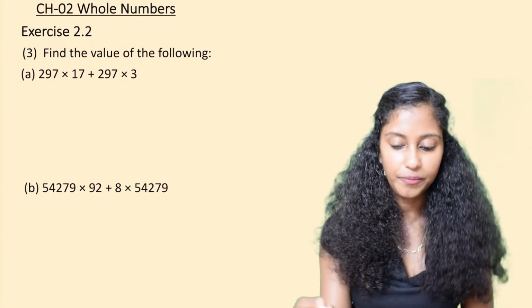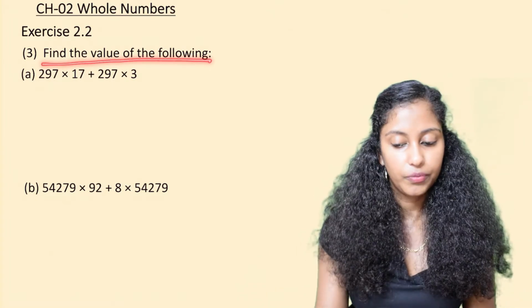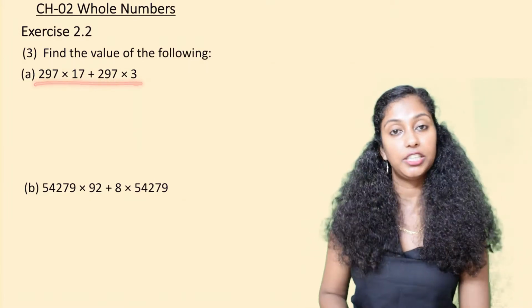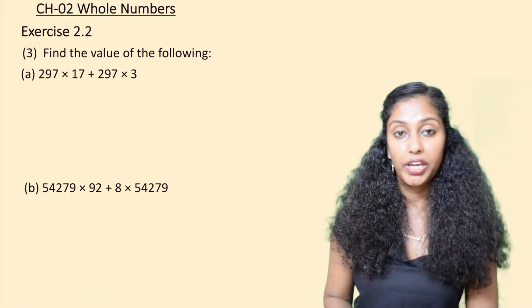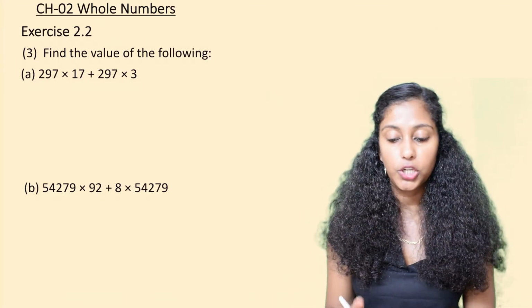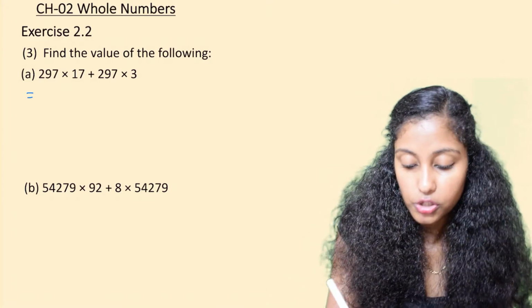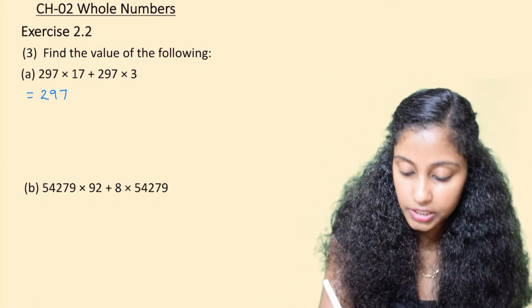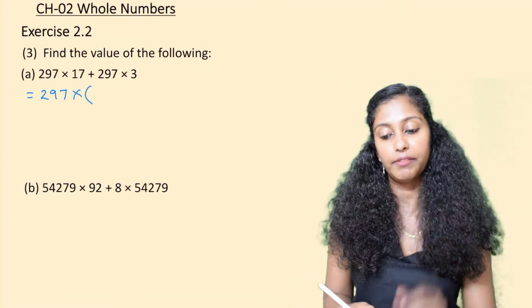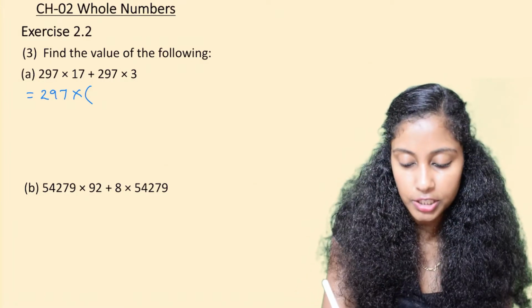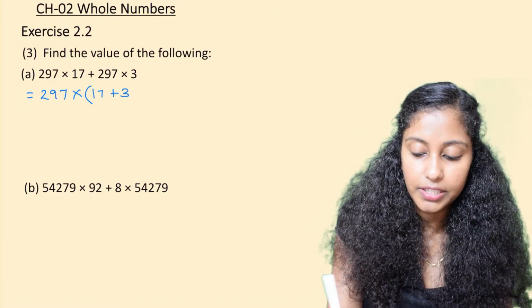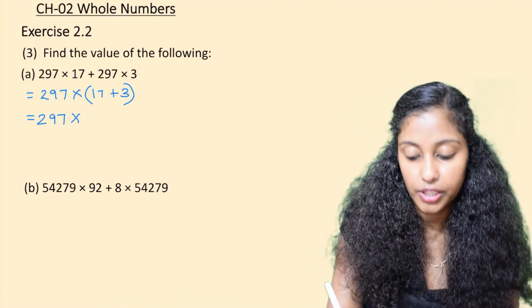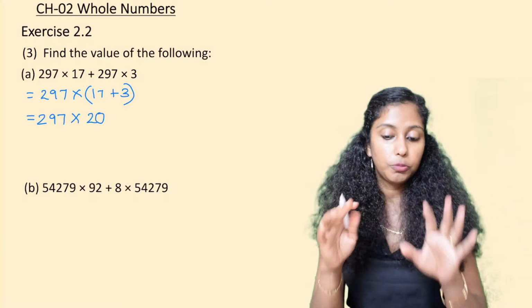Find the value of the following. So here they have given us 297 multiplied by 17 plus 297 multiplied by 3. So here we are going to make use of the distributivity property of multiplication over addition. Already they have distributed and given to us 297 multiplied by 17 and 297 multiplied by 3. So 297 is common. So 297 we write one time, multiplied by, inside the brackets we write 17 plus 3. 297 as it is, multiplied also as it is, 17 plus 3 is 20. So now when we get the answer, we do not put the bracket.